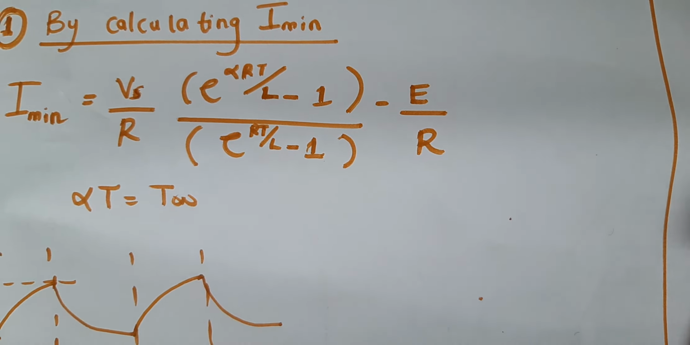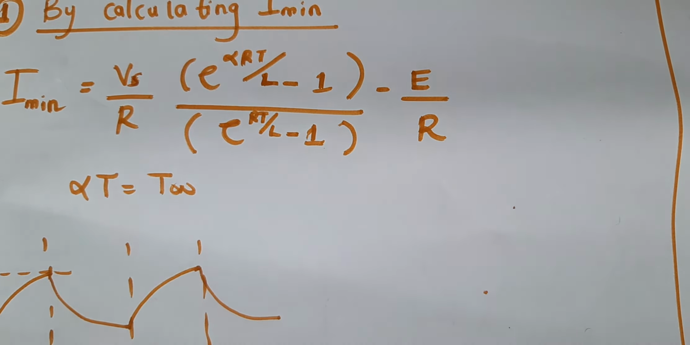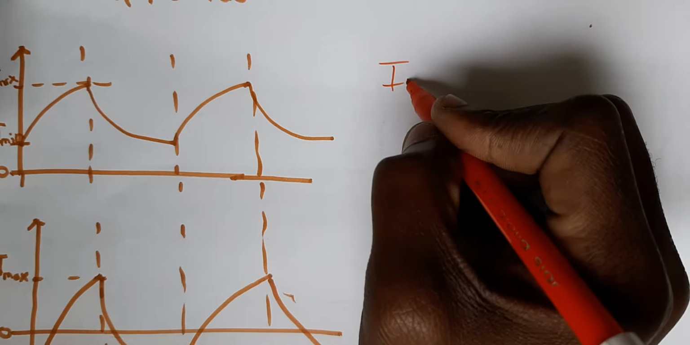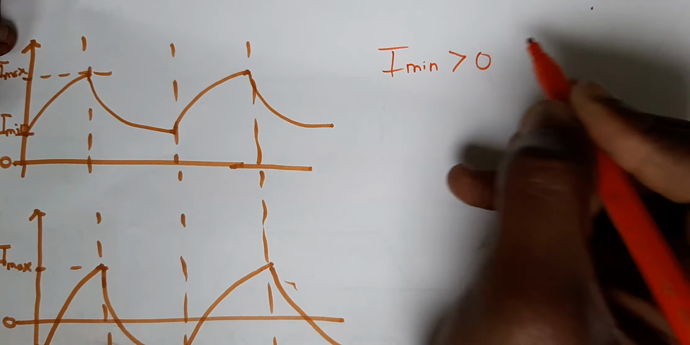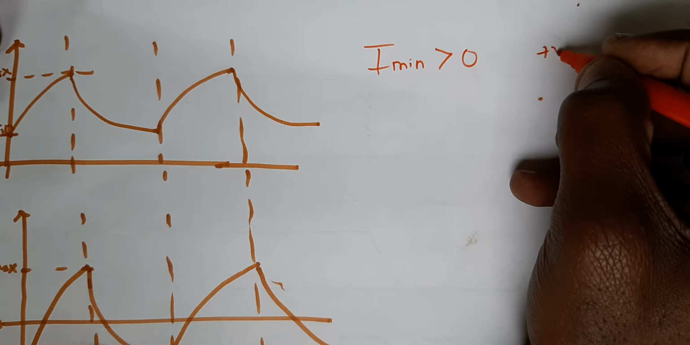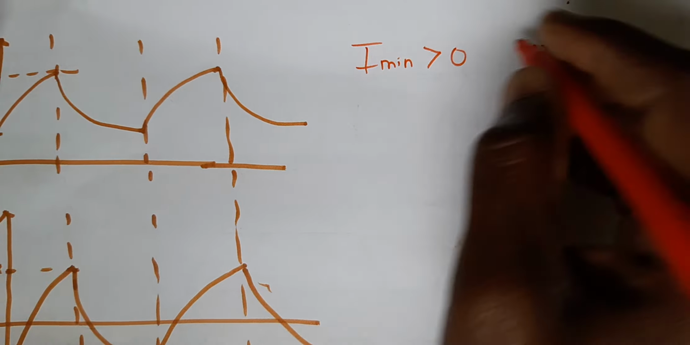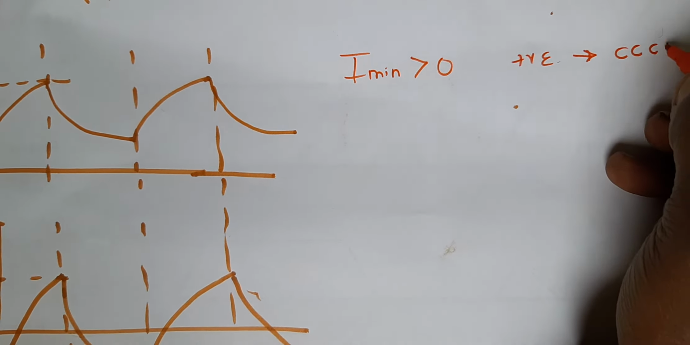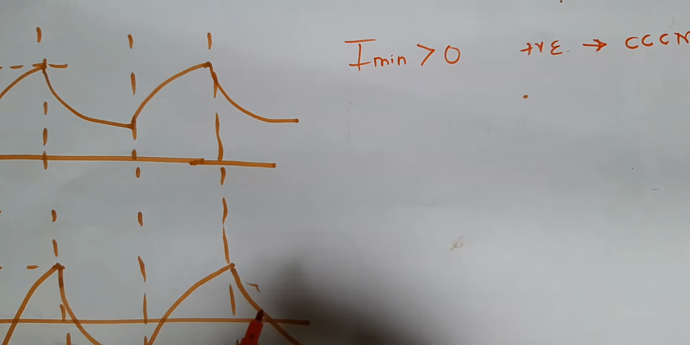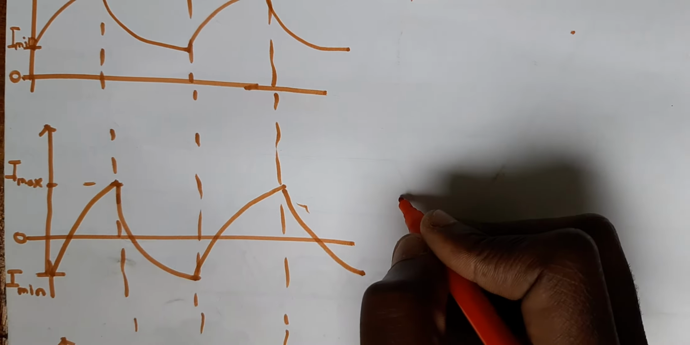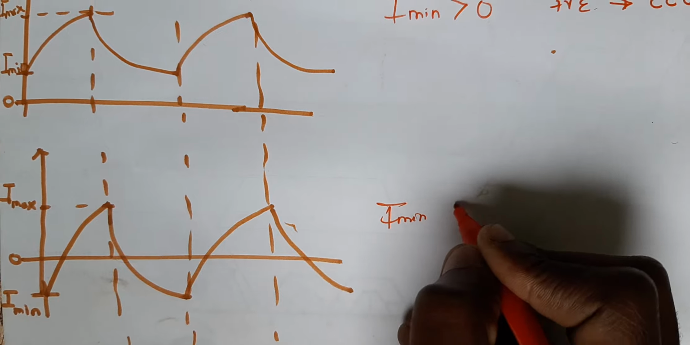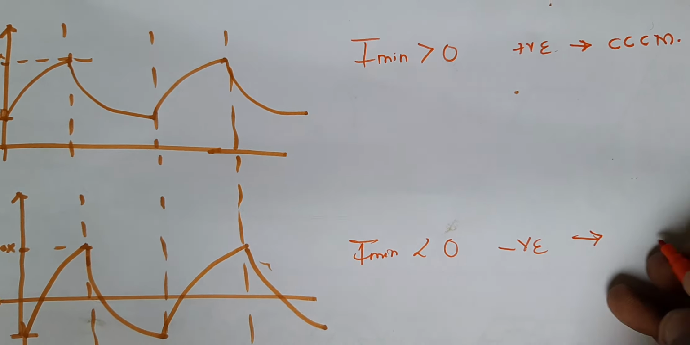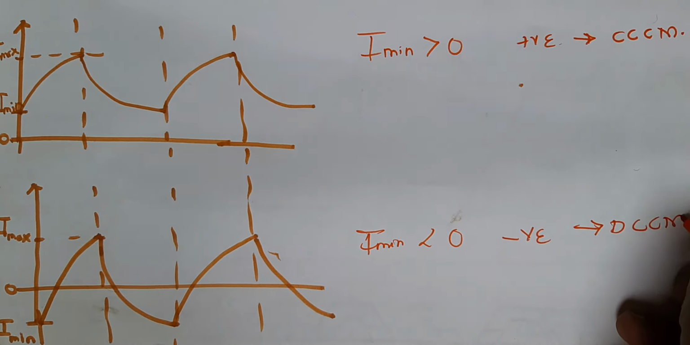So first, we said in the previous tutorial that when we calculate I min and we see that I min is greater than 0 or has a positive value, we conclude that this is a continuous current conduction mode. And when we calculate I min and see that I min is less than 0 or has a negative value, we conclude that this is discontinuous current conduction mode.